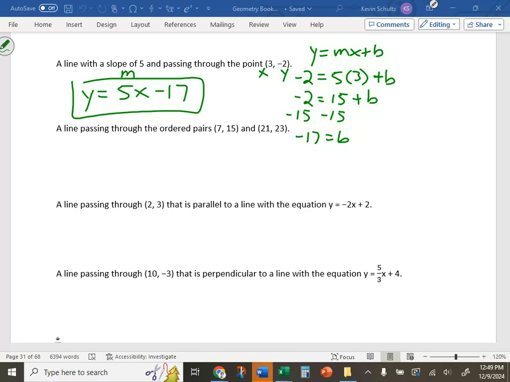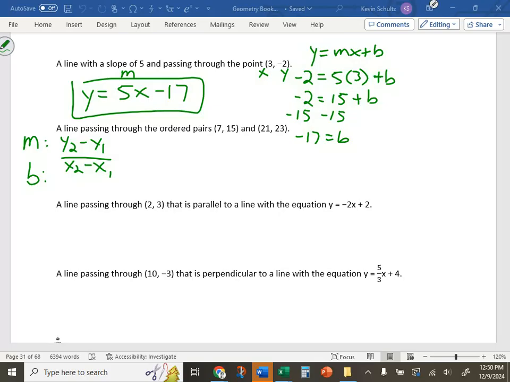But the next one, line passing through the ordered pairs (7, 15) and (21, 23). How do we get m? You can use the slope equation. Good. y2 minus y1 over x2 minus x1. It's kind of like an investigative detective thing, right? Here's the information that I have. How do I get what I want? Given 2 ordered pairs, I know I need the slope. How do I get the slope? Well, we have the slope formula for that.